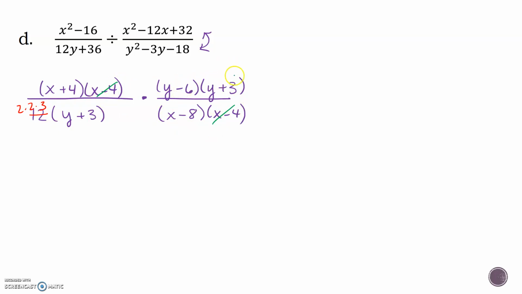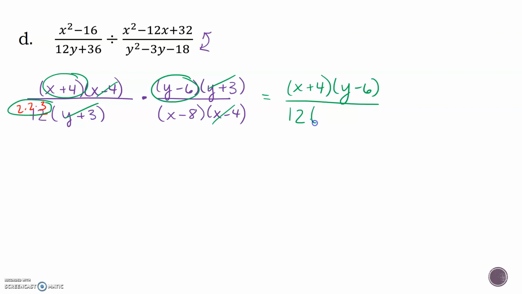Y minus 6 I don't. Y plus 3 I do. And that's what we have. So in the numerator, I still have an x plus 4 and a y minus 6. I have this left and this left. In the denominator, I have 2, 2, and 3, which is back to 12. And then x minus 8. Now, I know that 12 ended up being 12 here, but just in case any of those factors were to cancel out with anything in the numerators, you want to turn everything into a prime factor. And 12 isn't prime. So your final answer is this.